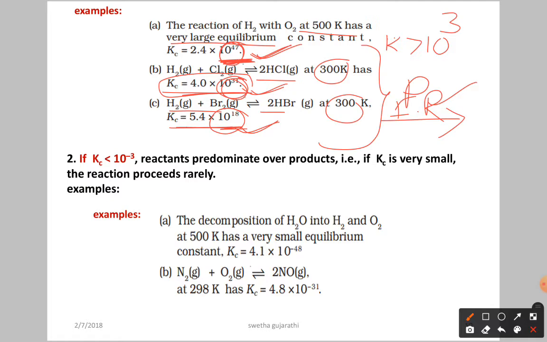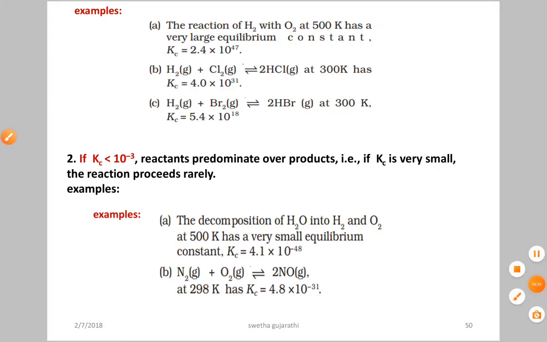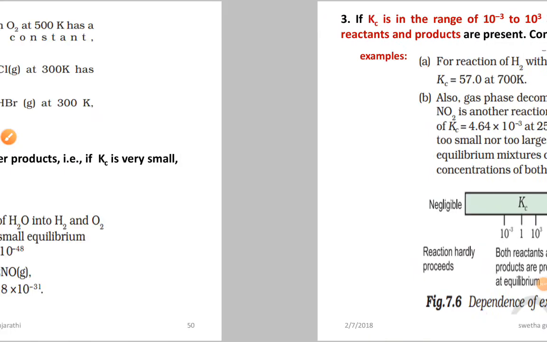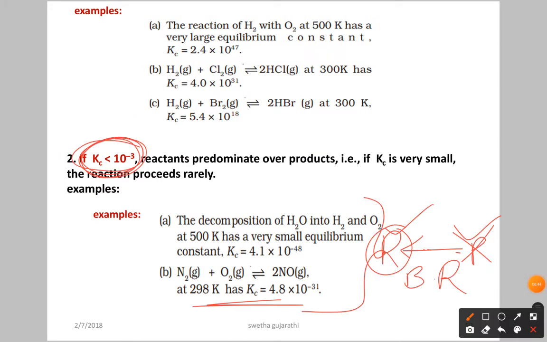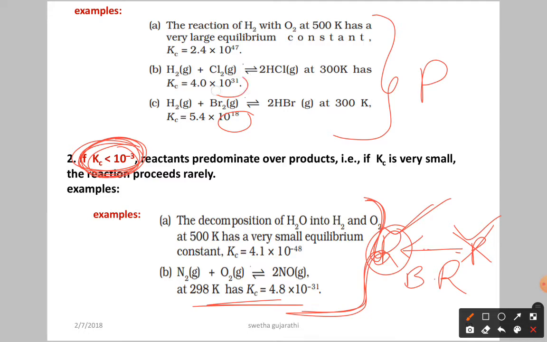Okay, next, the second case. Based on the magnitude of this value, you are going to tell whether reactants are predominant or products are predominant. So a small value indicates that reactants are predominant over the product. In the above examples, products are predominant over the reactants. Why? Because the K value is greater than 10 to the power of 3, in our above examples.